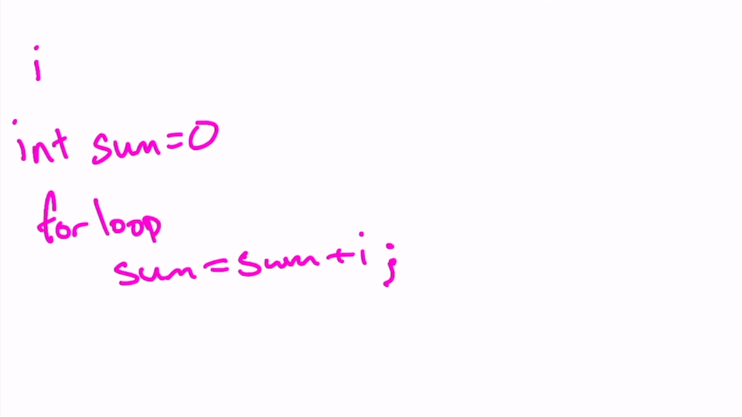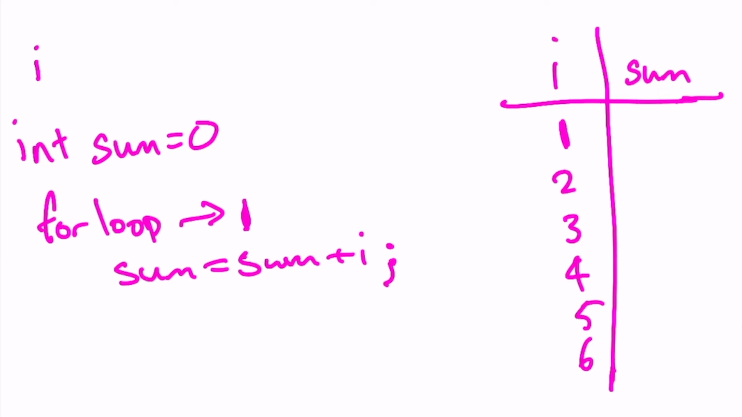First time going through the for loop, i is equal to 1 and sum is 0, so let's draw a little chart here. So sum is equal to 0 plus 1, which is just 1. Then next time going through, i is 2, and so sum is equal to 1 plus 2, which is 3. Then next time through, i is 3, and sum is 3, so 3 plus 3 is 6. And we can keep going like this until we get to 100, but I think you get the idea, so I'm just going to leave it there.